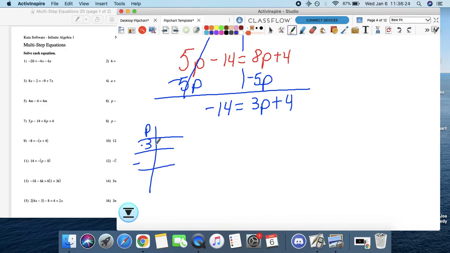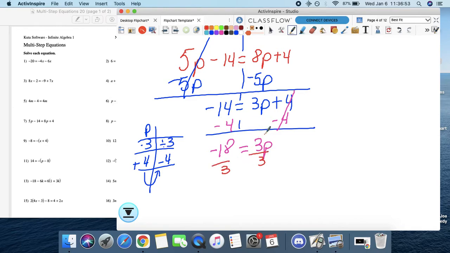It's plus 4, right? So p is my variable times 3, and then plus 4, which means I'm going to do minus 4, and then divide both sides by 3. So let's do that. Minus 4, minus 4. Plus 4 minus 4 is 0. 3p comes down. Negative 14 minus 4 is negative 18. Now divide both sides by 3, and p equals negative 6. Well, that was relatively easy.